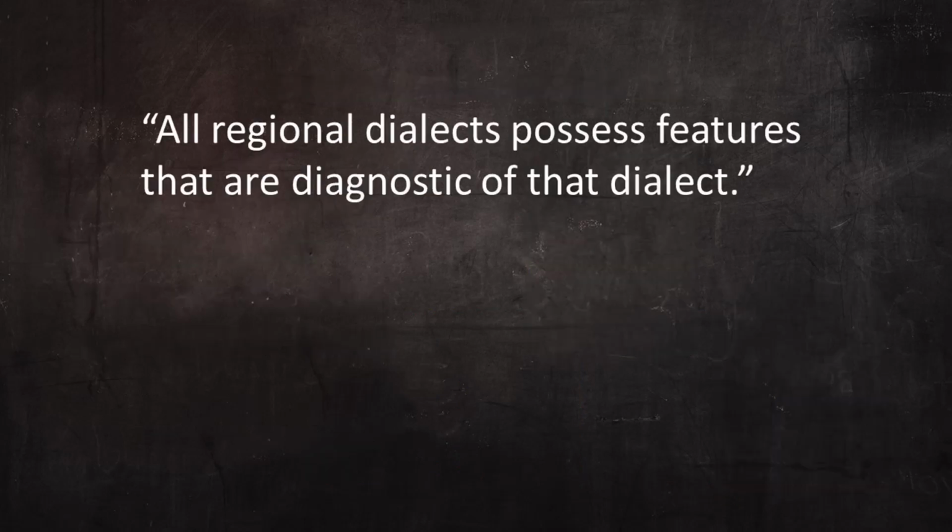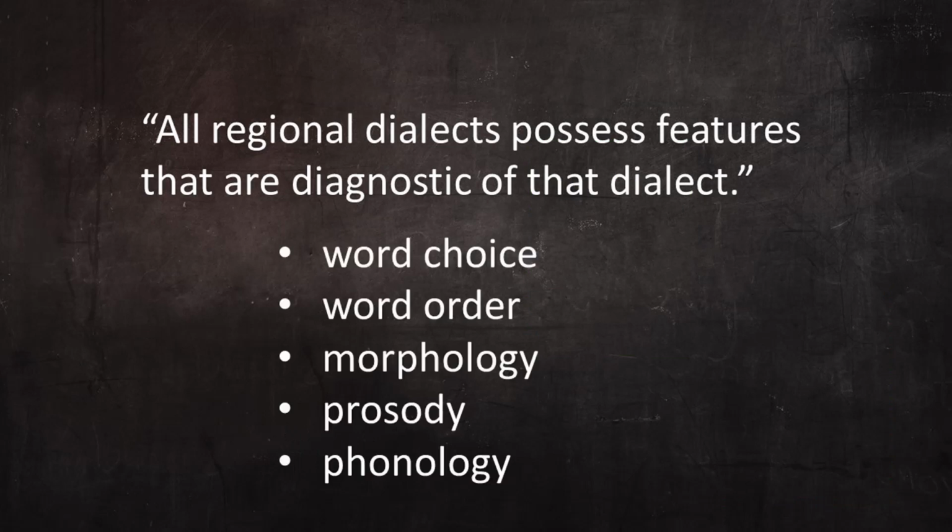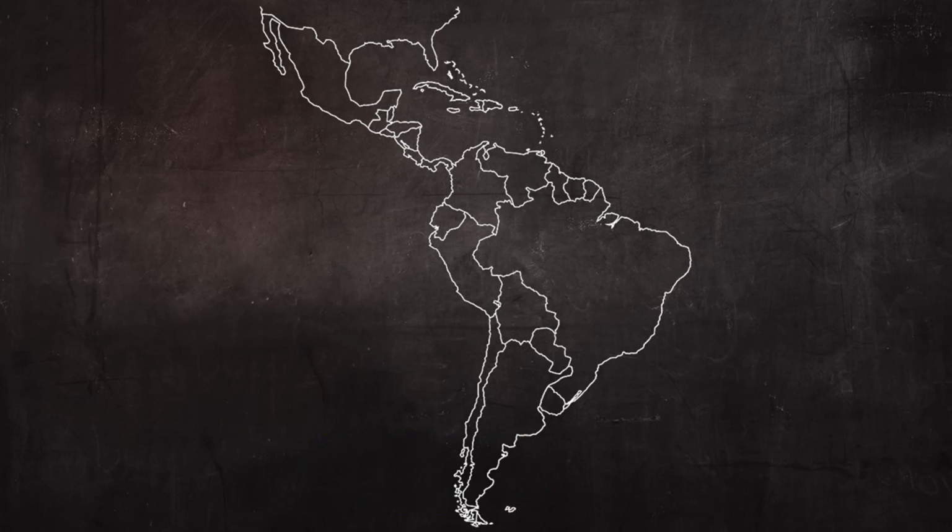I said earlier that all regional dialects possess features that are diagnostic of that dialect, and that some of those features were word choice, word order, morphology, prosody, and phonology. And this is true. But notice that phonology is only one of those categories, and while all dialects have their characteristic words and phrases, and some have unique morphological features, and all dialects have their own unique sing-song, there are some dialects that employ relatively few marked dialectal phonological features. We can observe this by comparing the dialects of Santiago, Dominican Republic, and Bogota, Colombia.